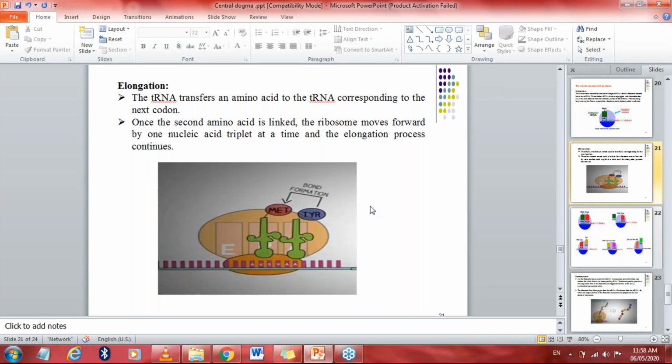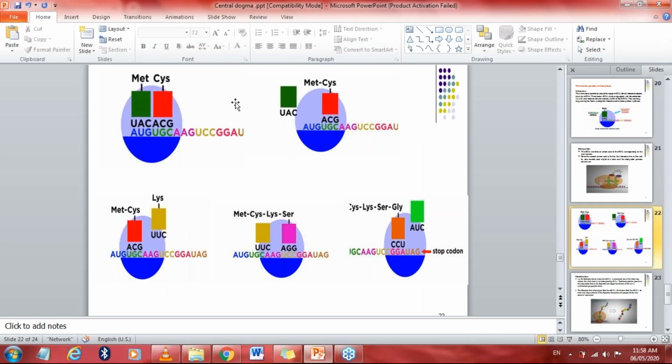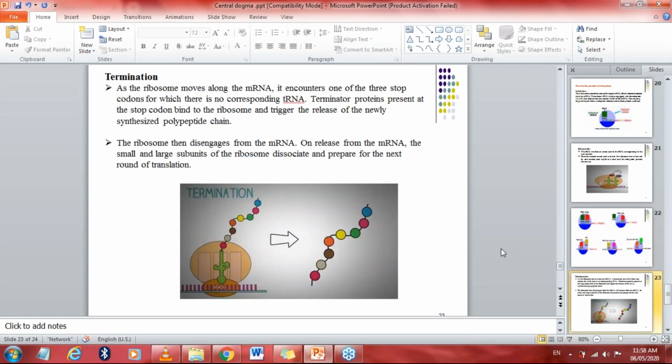Now again a new tRNA will come with a new amino acid. Like this, you can see the process: one is coming, one is going. Like in this world, it is happening: one is coming, one is going, everywhere. Like this.